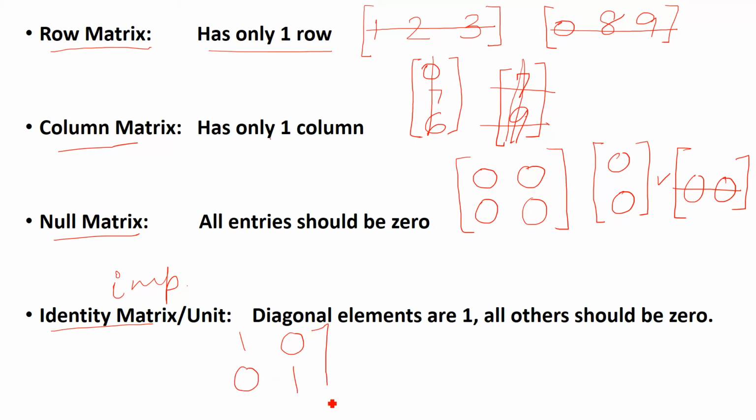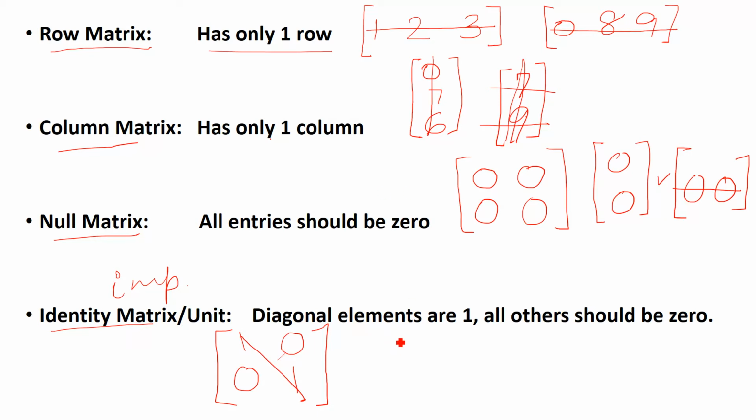I will give you the concept of diagonal as well. In matrices, this is the diagonal. You have to follow from this corner to this corner, right? Not from here to here. From this to this. This is called the diagonal. So diagonal entries should be 1. Remaining all entries should be 0, and it is called the identity matrix or unit matrix.